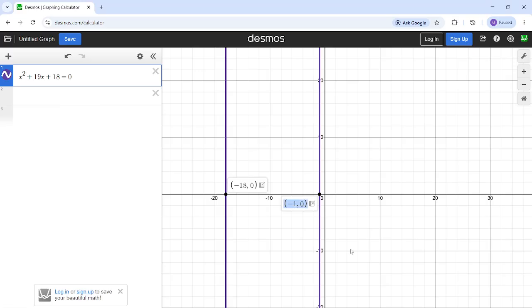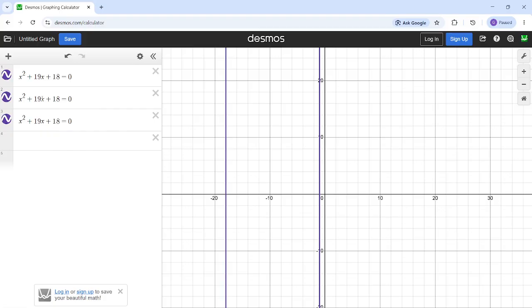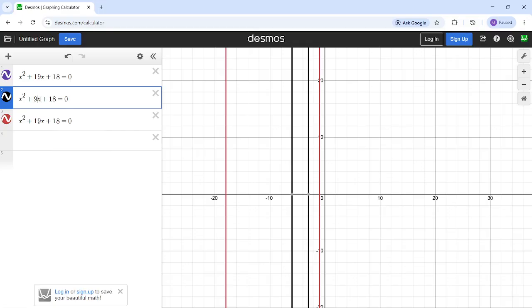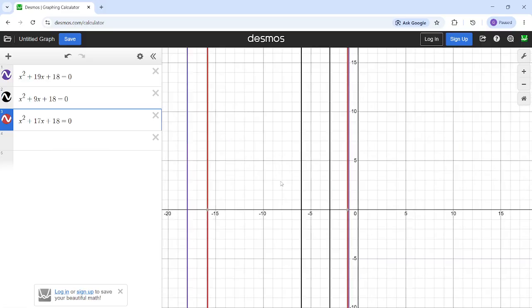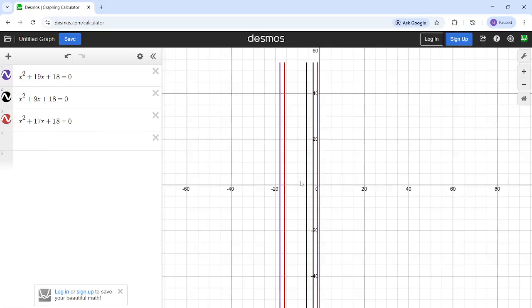Did you understand it, guys? It was, I think, really easy to solve this. Let me change these colors: blue, red. Let's do something like here. 9. It can be 17. Yeah, here we have all of them.